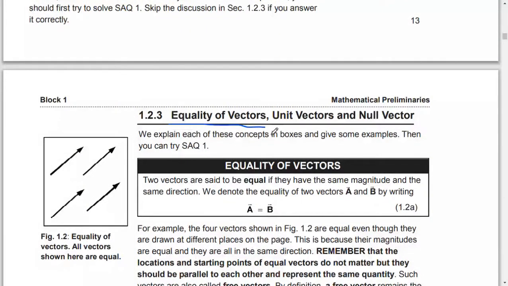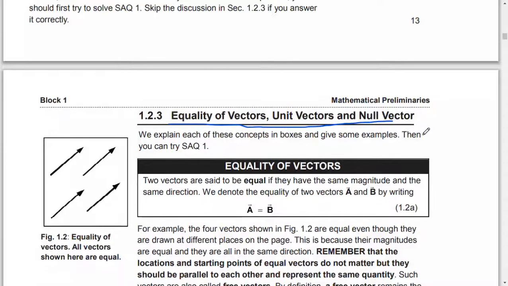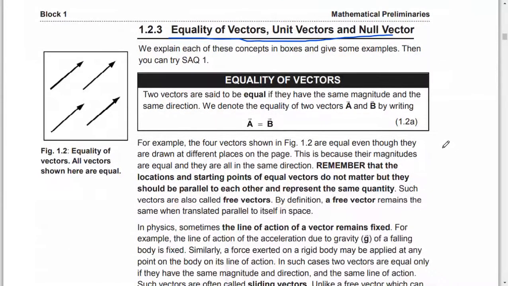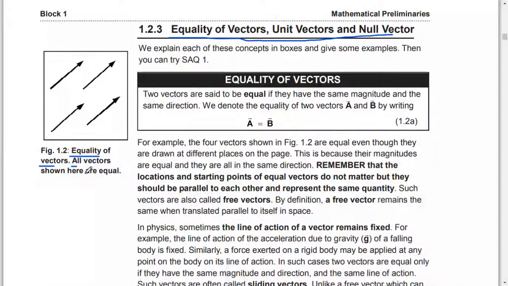Equality of vectors, unit vectors, and null vectors. We explain each of these concepts in boxes, give some examples, then you can try SAQ1. Equality of vectors. All vectors shown here are equal. Two vectors are said to be equal if they have the same magnitude and the same direction. We denote the equality of two vectors A and B by writing vector A equals vector B.